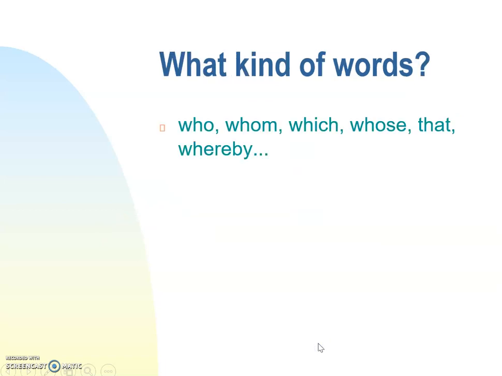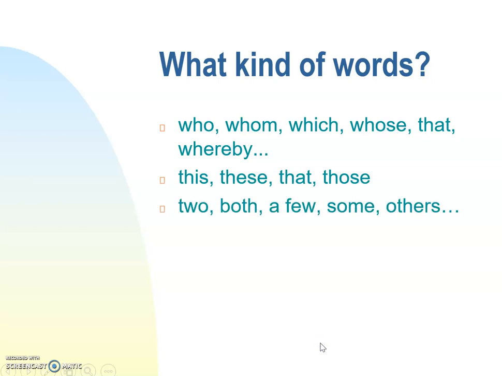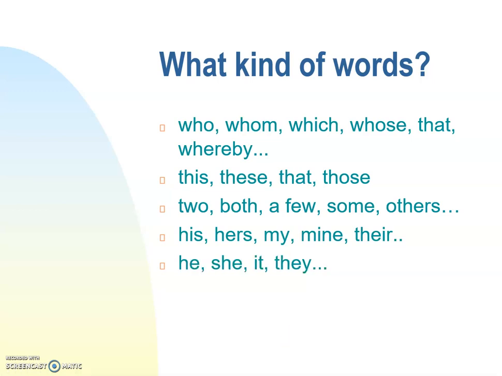So what kind of words are we talking about? It's words like who and whom and which and whose and that and whereby and this, that, these, those, both, a few, some, the others, his, her, mine, their, he, she, it, they, because all of these words, if they're not in context, really don't have any meaning.